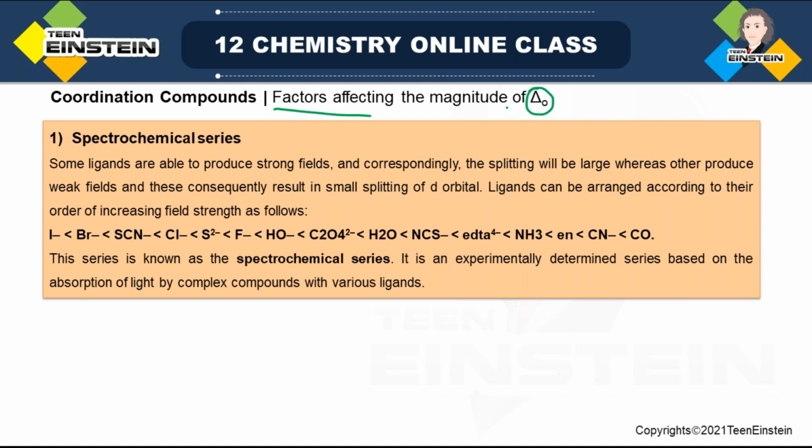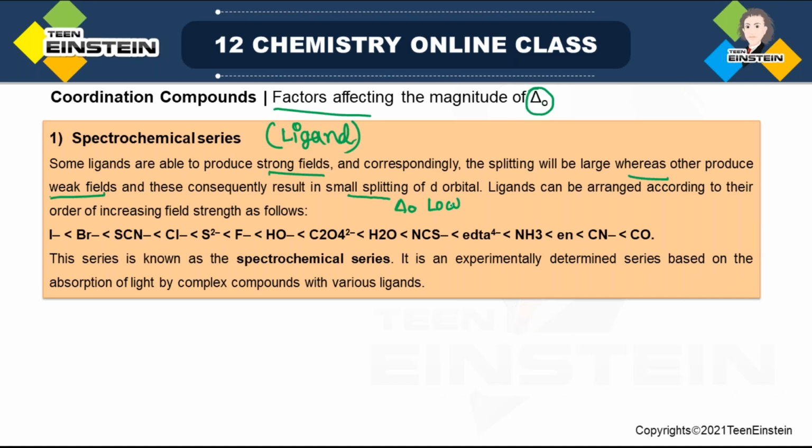The first important factor is the spectrochemical series, and this is totally about the ligand. It has nothing to do with the metal. It is completely based on the nature of the ligand. Some ligands are able to produce a strong field, and as a result the splitting will be large enough. But some ligands produce a weak field, where the interaction between metal and ligand is very weak. And when it is a strong field ligand, the interaction between metal and ligand is highly intense. So when it is a weak field ligand, there will be small splitting. That means del O is low.